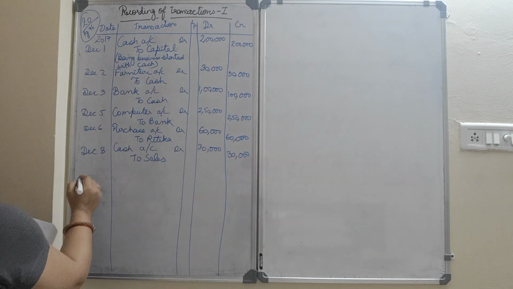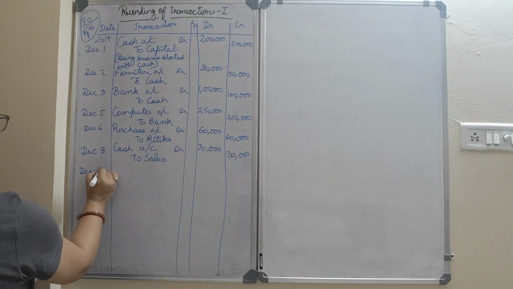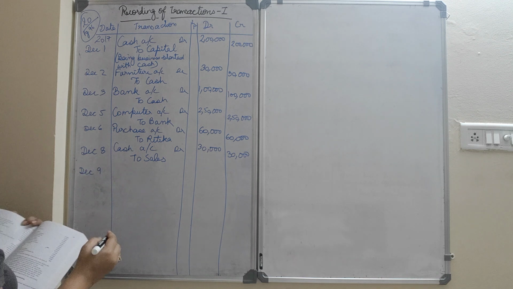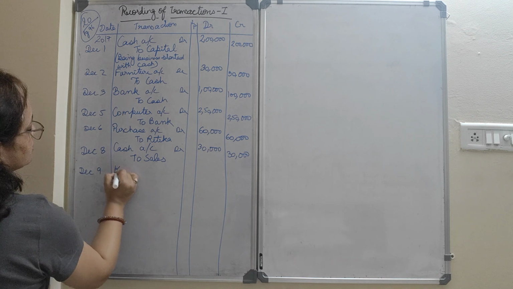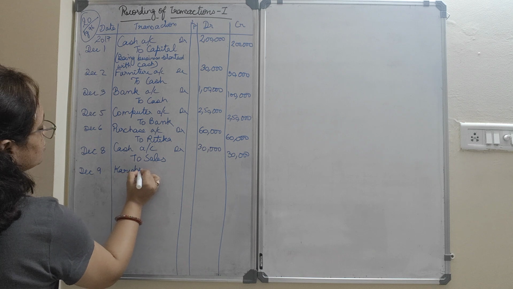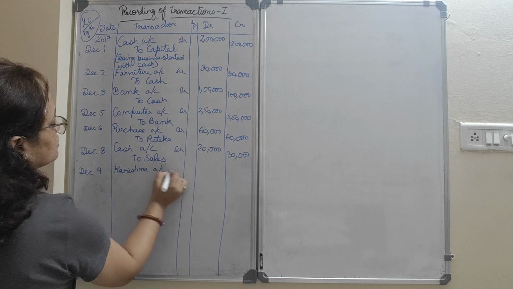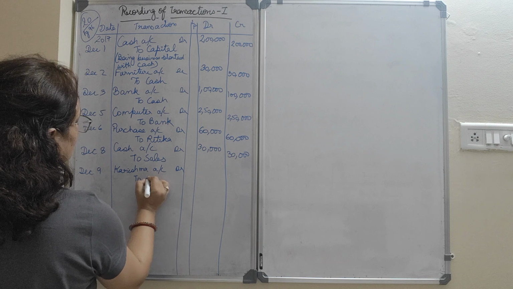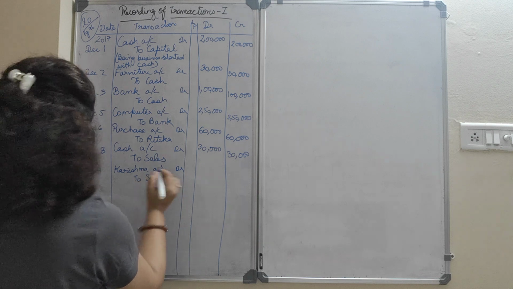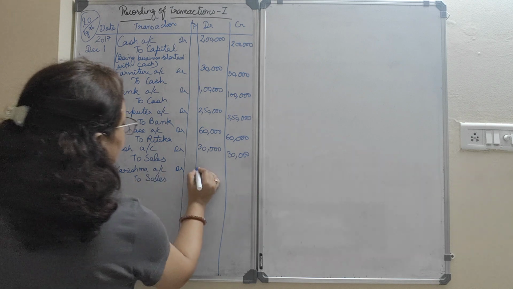After this we come to December 9. December 9 entry, sold goods to Karishma on credit. So who is the receiver? Karishma. She has not paid us cash. So Karishma account debit to sales, right? So 25,000.